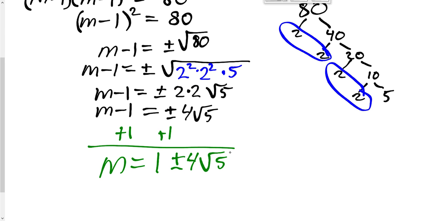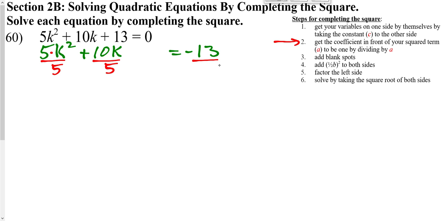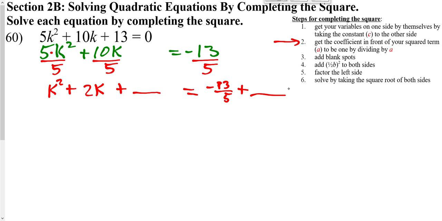So let's just continue to practice completing the square. So to get your variables by themselves, we have to go ahead and subtract 13 from both sides. And then we have to go ahead and get the number in front of your squared term to be 1. Here we have it timesing by 5, so we have to divide everything by 5. And so we get a k squared plus a 2k. We can add those blank spots. Minus 13 over 5 plus a blank spot.